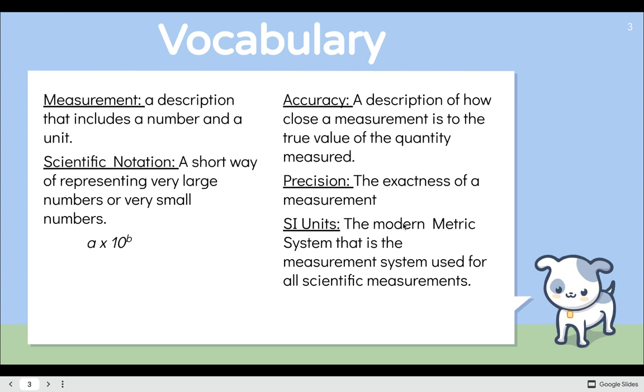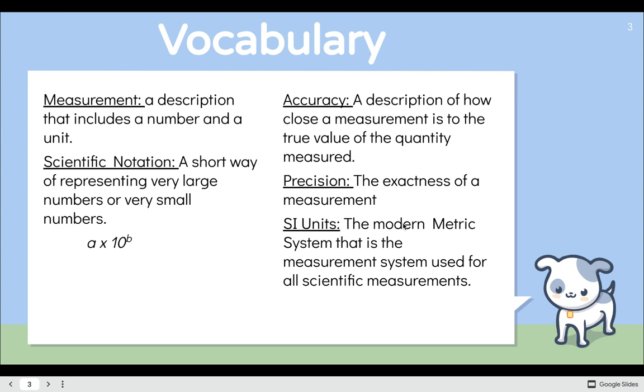Here's our vocabulary for the lesson. So you can pause here and copy this down into the top part of your notes. I'll read through them for you. Measurement is a description that includes a number and a unit.